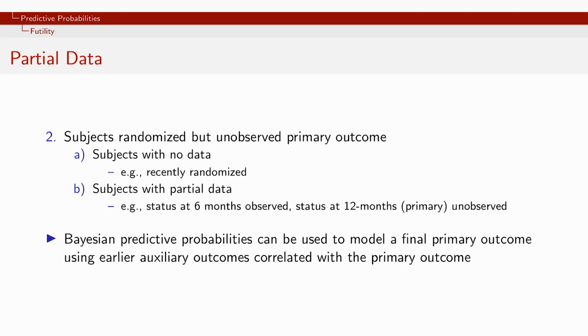Now, to take a closer look at this second group of patients, there are actually 2 types. There are subjects with no data because they were recently randomized and just haven't had sufficient follow-up yet, or we have subjects with partial data, meaning we have some post-randomization outcome data, but insufficient for the primary outcome. So we may have their status at 6 months when their primary endpoint is actually a 12-month endpoint. And what we can do is use Bayesian predictive probabilities to model the primary outcomes using earlier, what I'm going to call auxiliary outcomes, which may be correlated with the primary outcome.